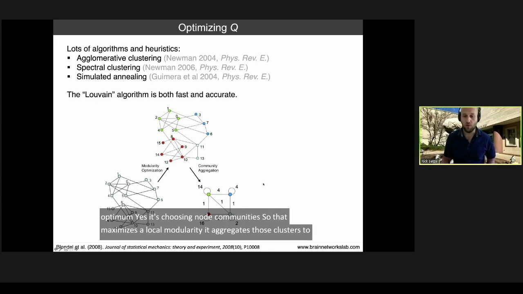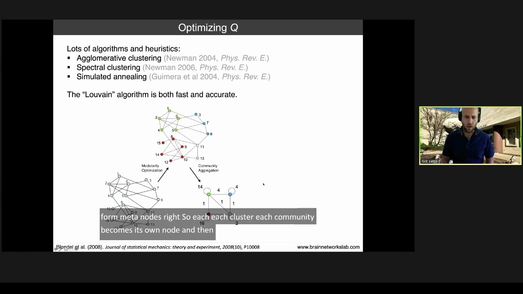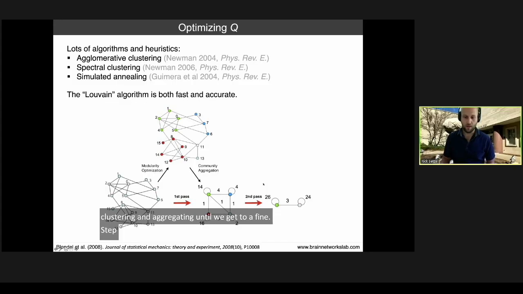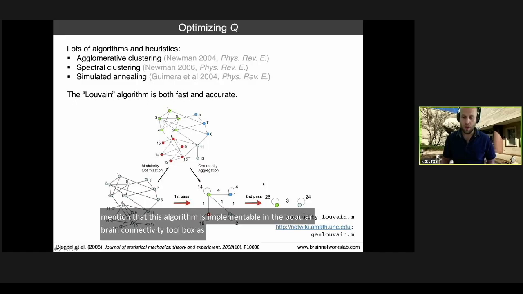So each cluster, each community becomes its own node, and then it repeats the algorithm, reclustering and aggregating until we get to a final step where we're left with a set of communities. And I should mention that this algorithm is implementable in the popular brain connectivity toolbox as the community Louvain function, and it's implemented elsewhere, so you can use this quite easily right off the shelf.